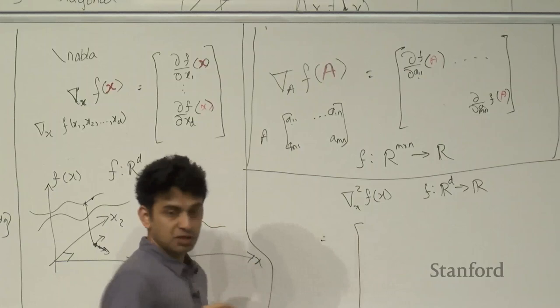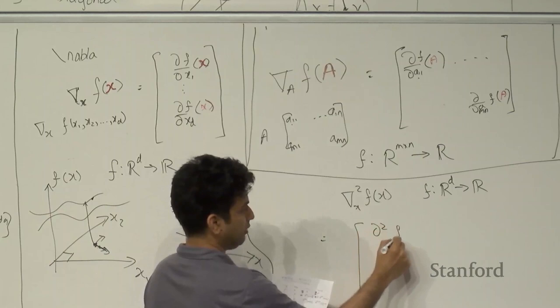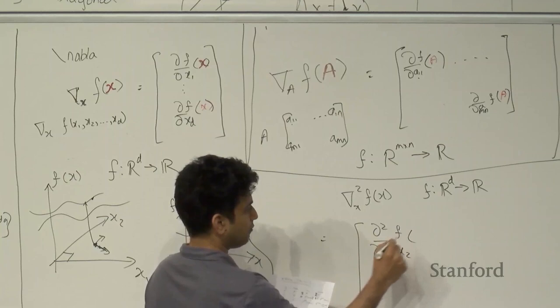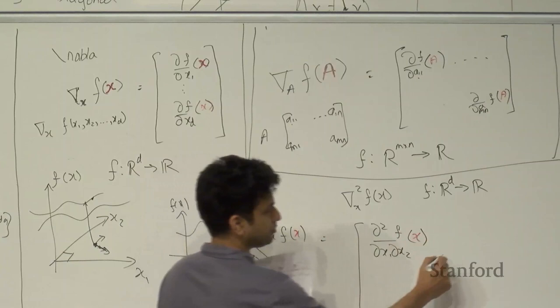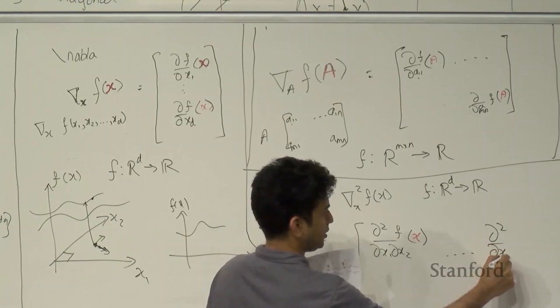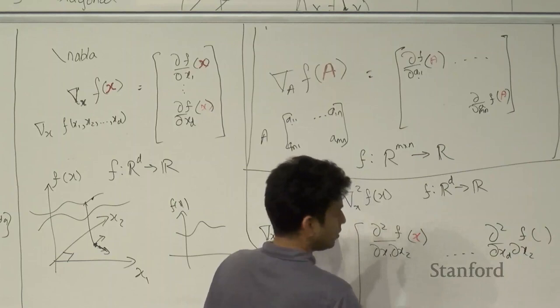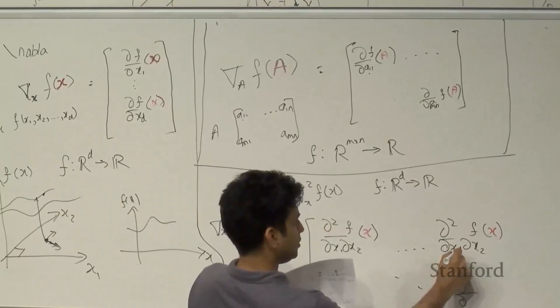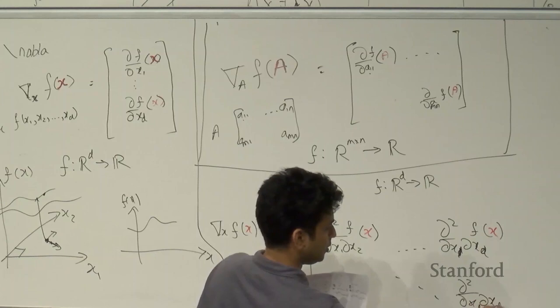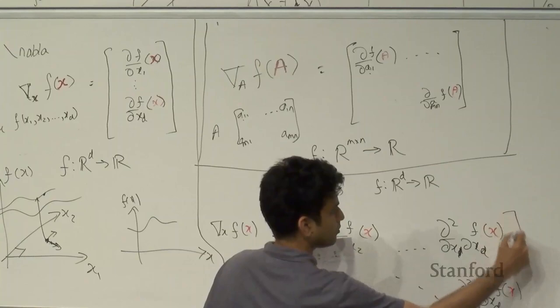Now instead of taking the first partial derivative, we're going to take two partial derivatives, which means it's going to be del square f by del x1 del x2 of f of x, up to del square by del xd del xd of f of x. Similarly, del square by del x1 del x1 and so on. So here we take the second partial derivatives of f with respect to every input.